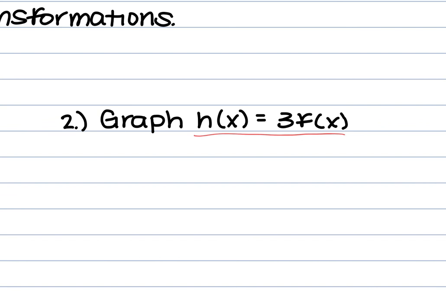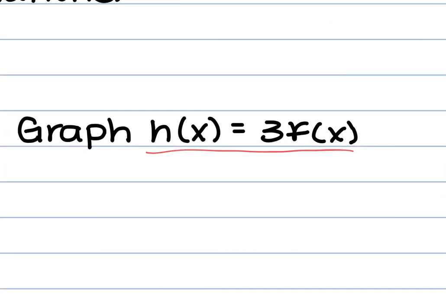What is going on in this transformation? h of x equals 3 times f of x. Well, first off, where's the number? Is it inside or outside the parentheses? It's outside. So automatically, we know it's going to be a horizontal or a vertical shift. Not a shift, but it's going to be vertical. Anything outside your parentheses will be vertical. Anything inside will be horizontal. So we know it's vertical.